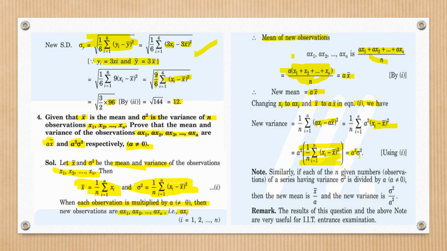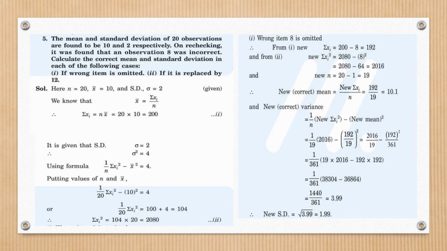Similarly, if each of the n given numbers of a series having variance sigma square is divided by a, then the new mean will also be divided by a, and the variance will be divided by the square of the number with which we have divided, right? So this is also something very important to be understood.